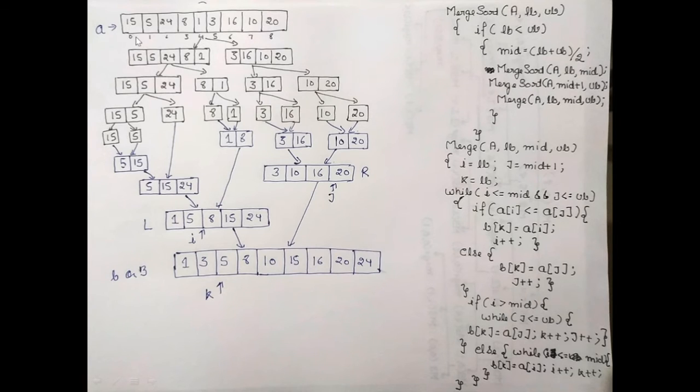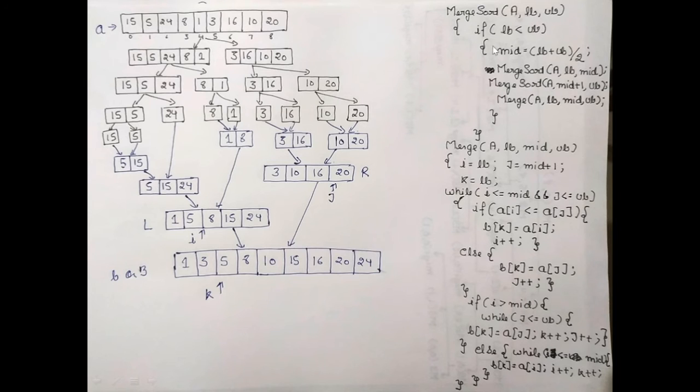So from the lower bound to our midpoint will form one array, as you can see here, that is from 15 to the first element, that is the fourth index. At the fourth index we have a new array, or we have divided this array, and from the midpoint plus one index to the last, or the upper bound, we have a new array, that is 3, 16, 10 and 20. So we have divided the two.